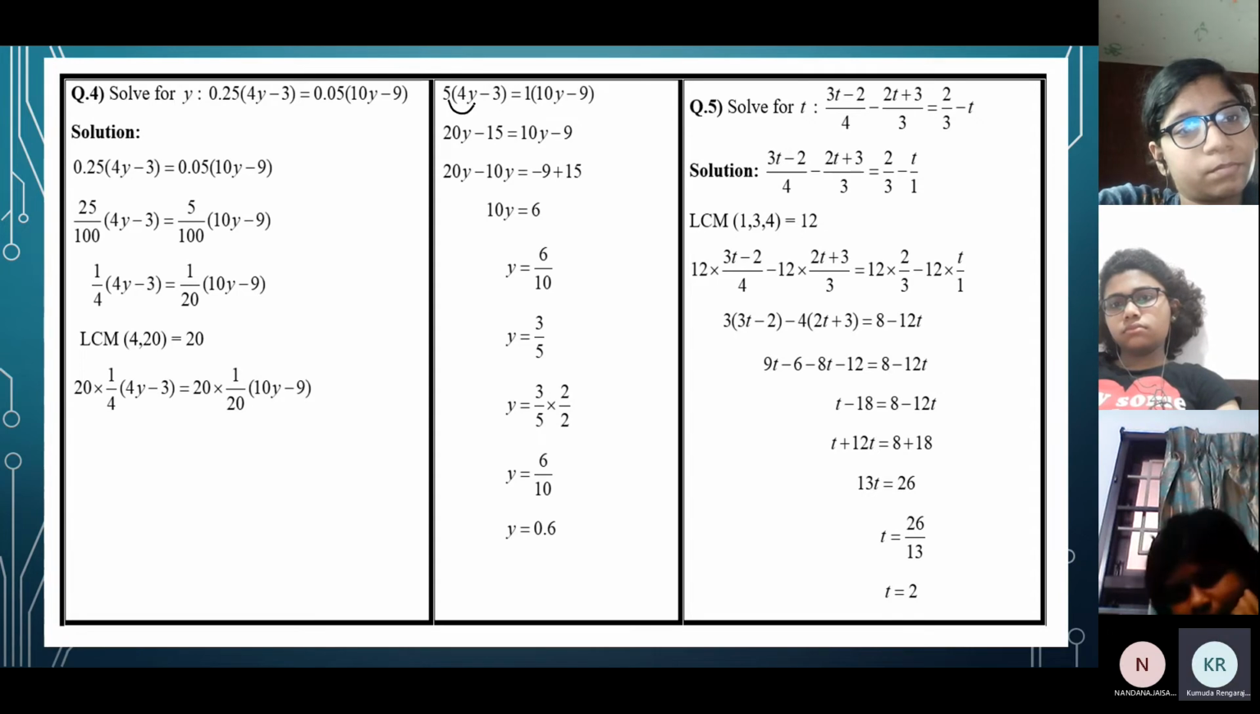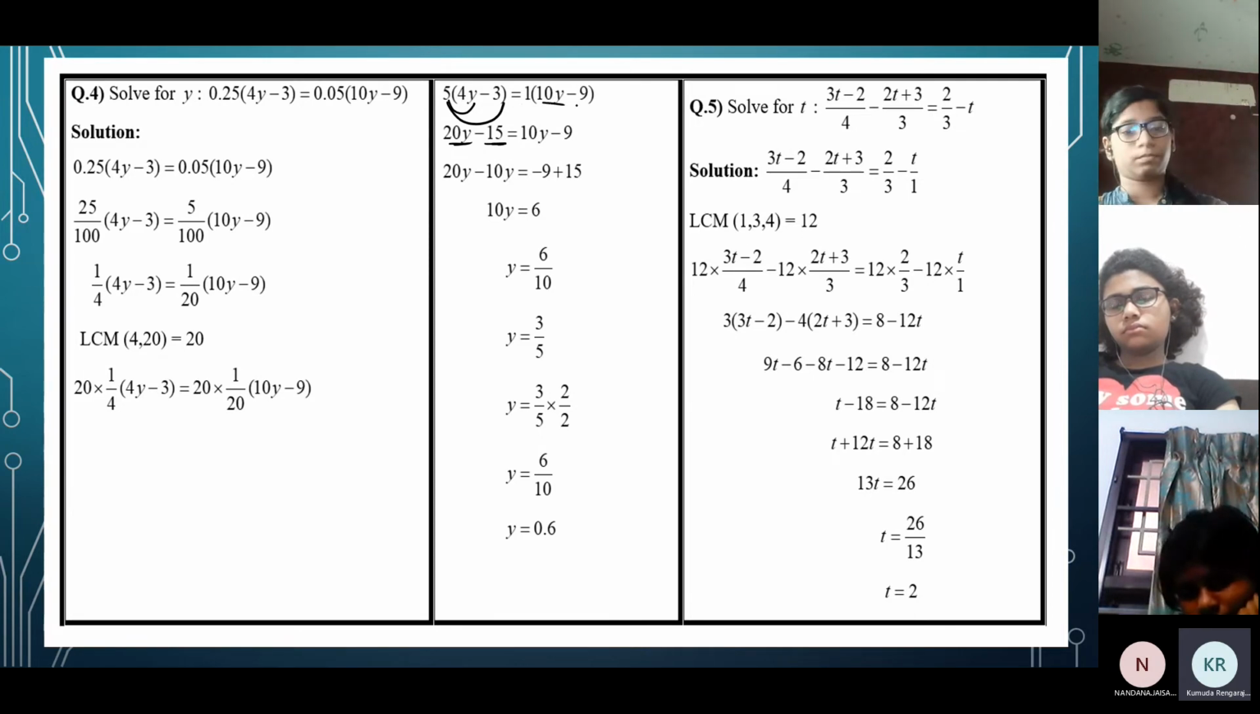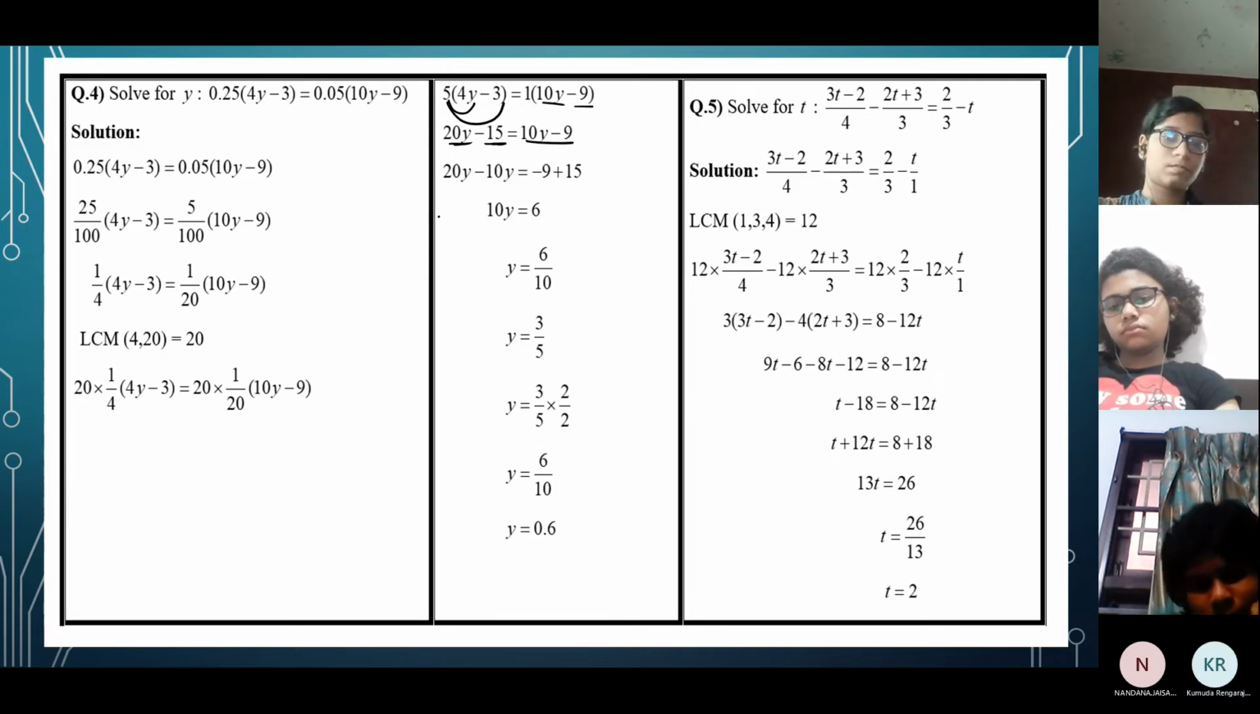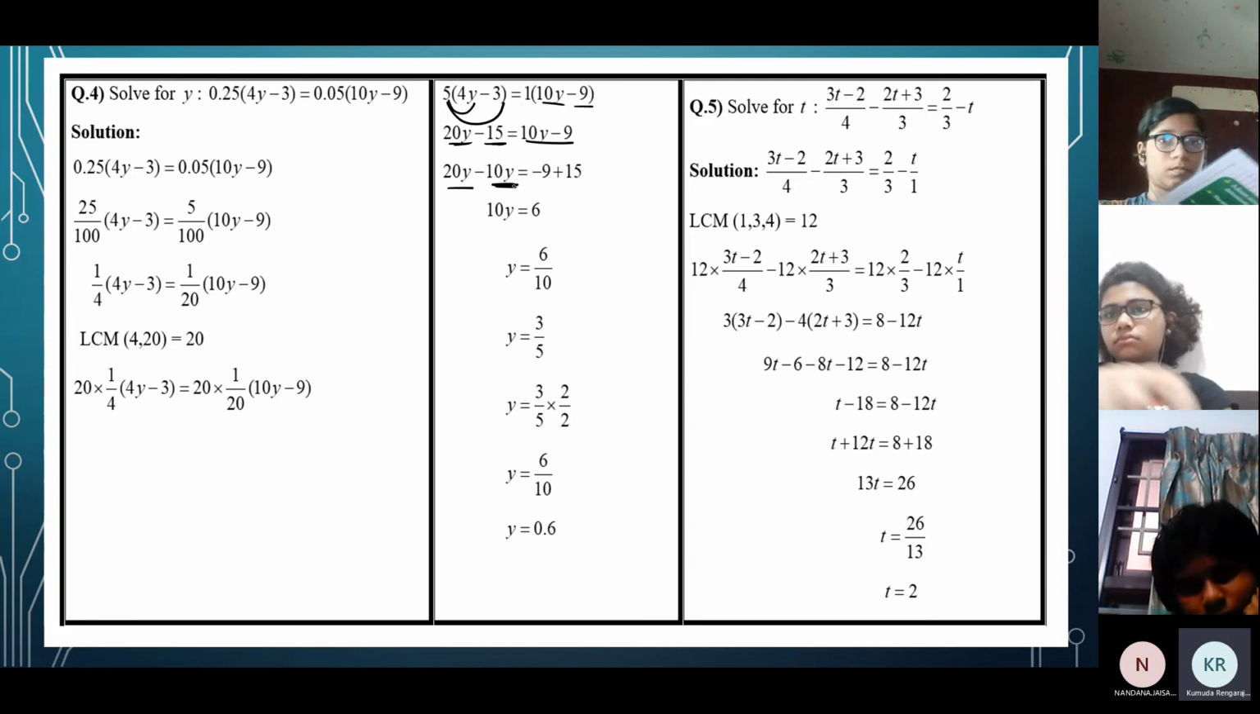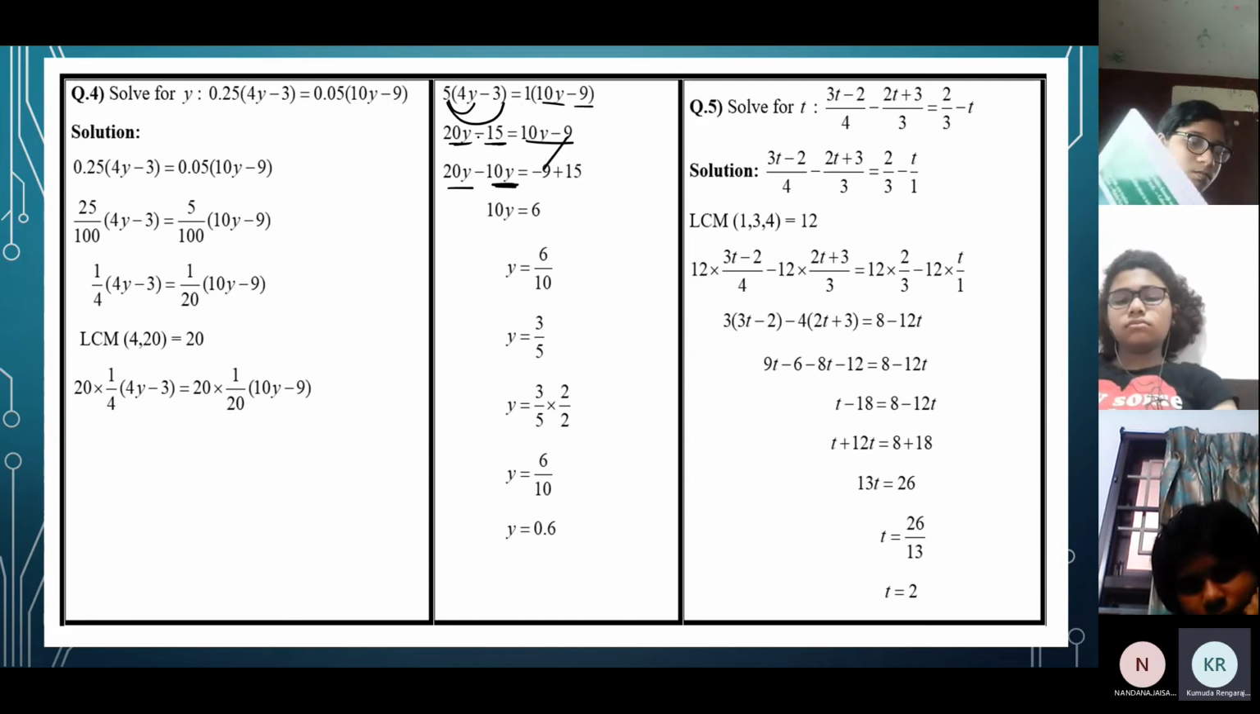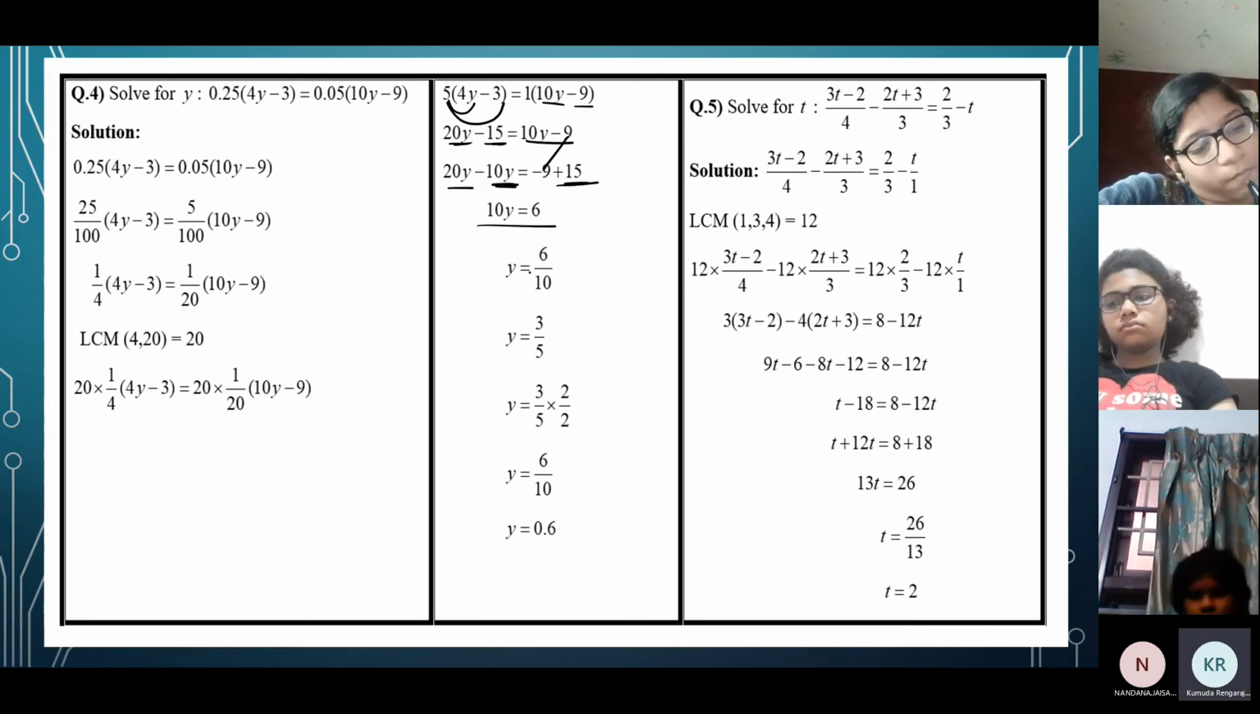So now 5 into 4y, 20y, 5 into minus 3, minus 15. And 1 into anything is the same thing. So 10y minus 9. Then transpose 20y, 10y from the right hand side comes to the left hand side, minus 10y. Minus 9 as it is, minus 15 travels to the other side, plus 15. Then you know the simplification, 10y is equal to 6, y is equal to 6 by 10 or 3 by 5. 2 3s are 6 and 2 5s are 10.